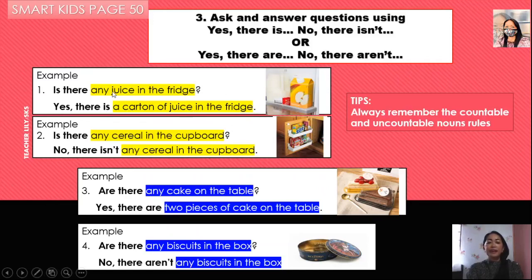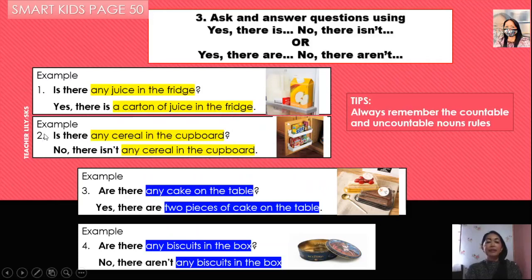So, can you see the bold phrases in yellow here? You copy this into the answer. A carton of juice in the fridge. So you write, yes, there is a carton of juice in the fridge.